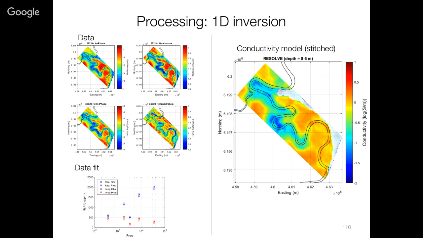So the conductivity model, which is stitched, is 3D, and here's a slice of it at a depth of 8.6 meters. The color bar here, this is highly conductive, so this region is in here, and these regions in here are resistive. So blue is always resistive. And as far as fit to the data, we do a good job of fitting observed and predicted.